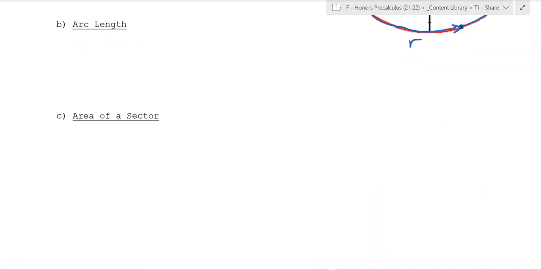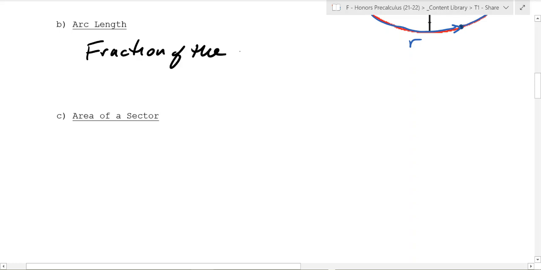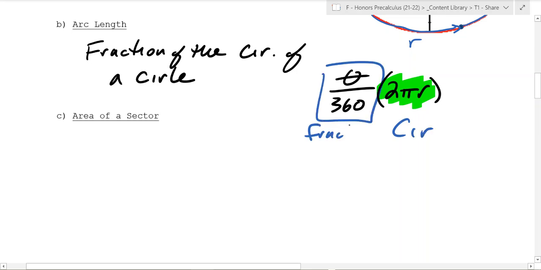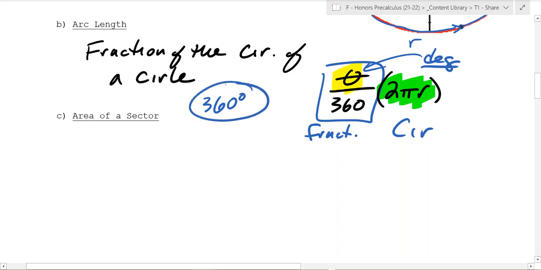The arc length is a fraction of the circle, specifically a fraction of the circumference of a circle. So one way to write it is theta over 360, if this is in degrees, times 2 pi r. 2 pi r is the circumference, remember. This is the circumference, and this is the fractional percentage of the circle, but this right here would be in degrees, because there are 360 degrees all the way around one circle.